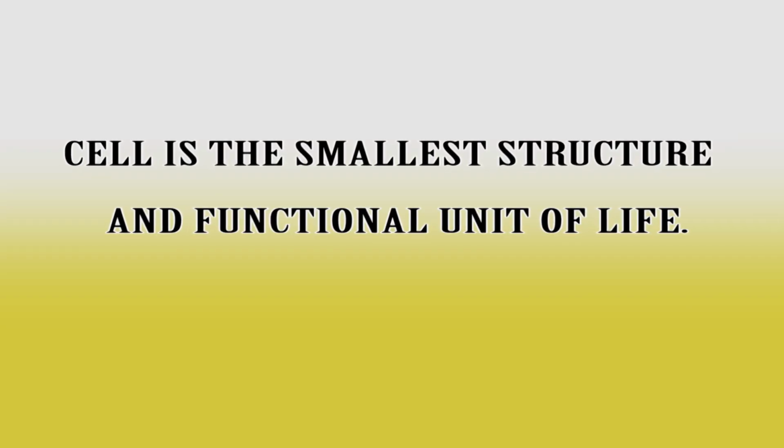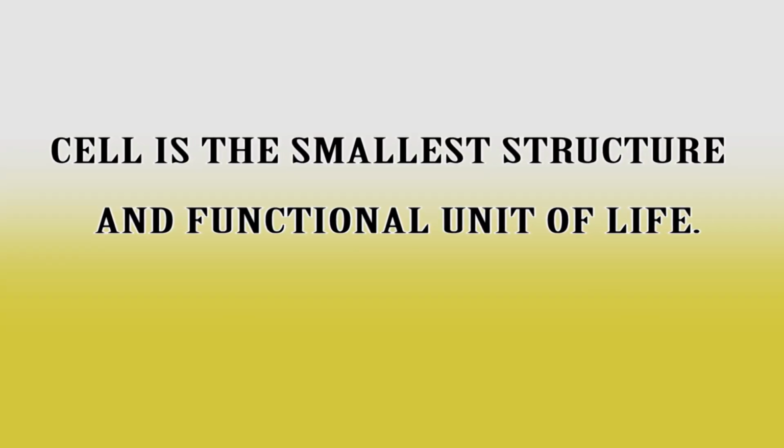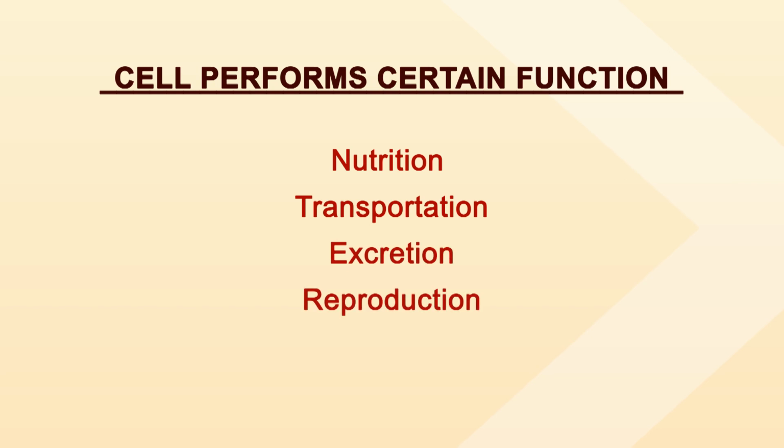First we will see why do we breathe. In the previous chapter, we saw that all organisms are made up of small microscopic structures called cells. Cell is the smallest structural and functional unit of life for every organism. Each cell of an organism performs certain functions such as nutrition, transportation, excretion and reproduction. And to perform these various functions, cell needs energy. But where does this energy come from?